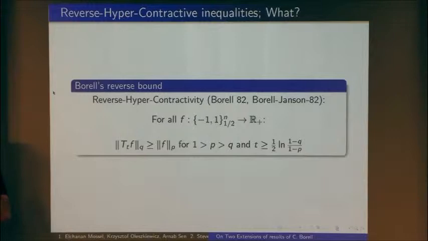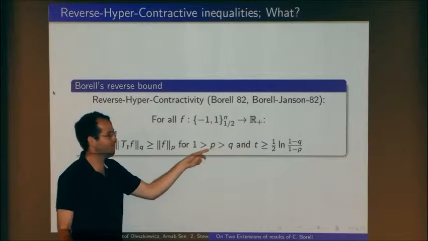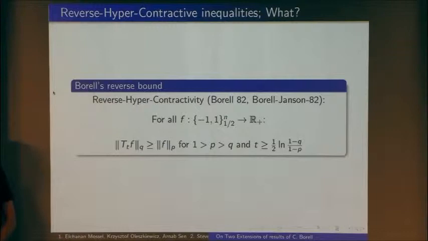This is the reverse inequality, and everything about it looks reversed, right? This inequality goes in the other direction. The norms are actually not norms, and everything looks very strange about this inequality. And the Borell paper is a wonderful paper, and in fact, the statement and the proof take about 10 lines in the paper.